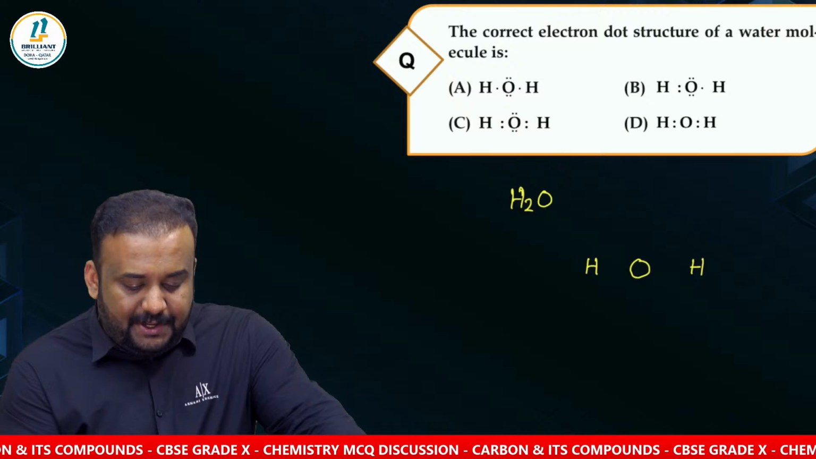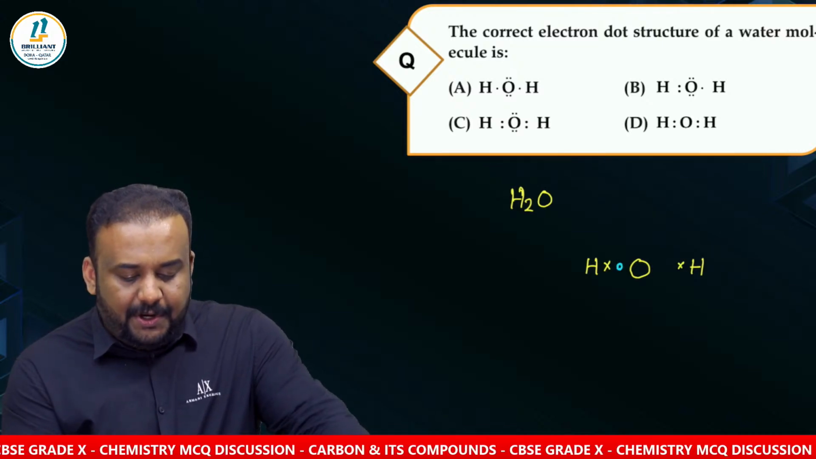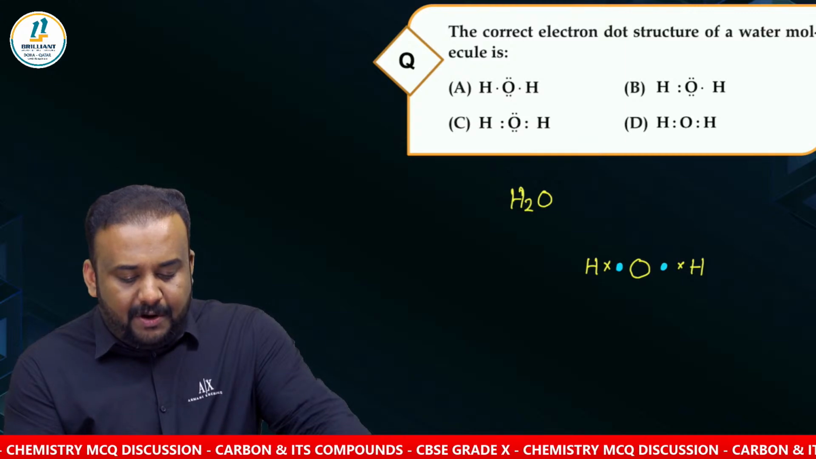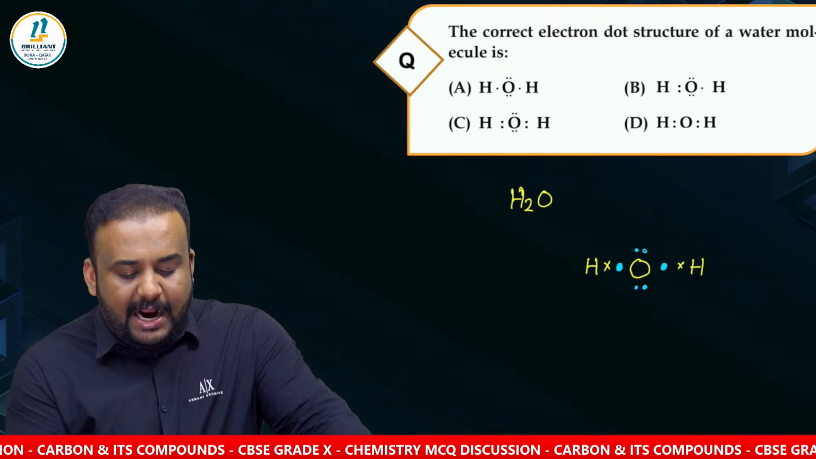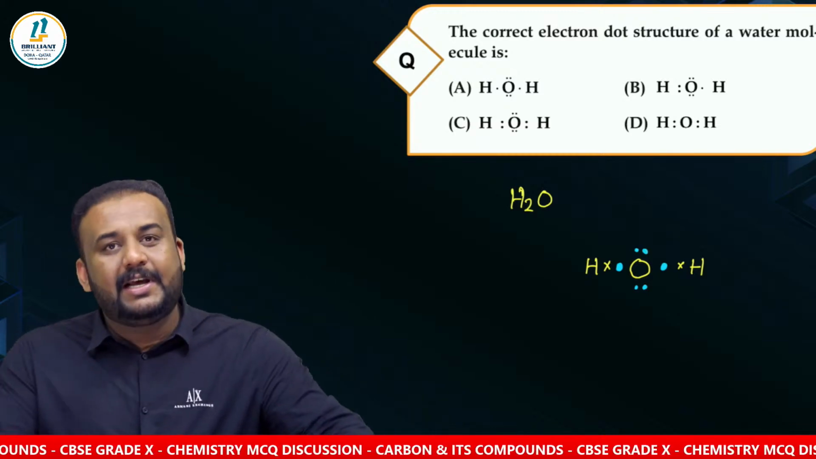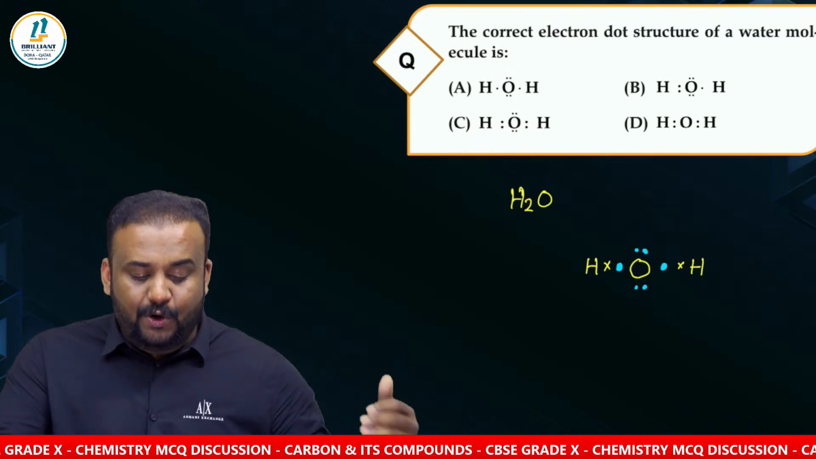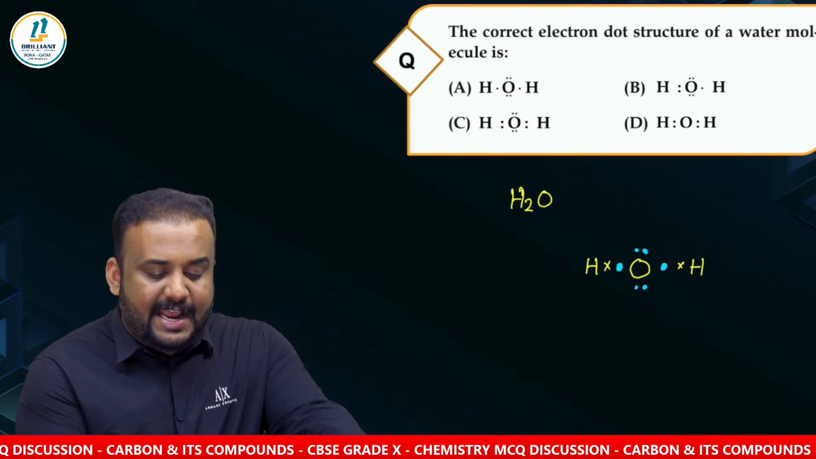So let's assume that hydrogen's valence electron is this, and oxygen is going to share 1 electron with each hydrogen, and the remaining 4 electrons will go unshared. This is how the covalent molecule called water is formed, right? So this is how you draw the electron dot structure of them.